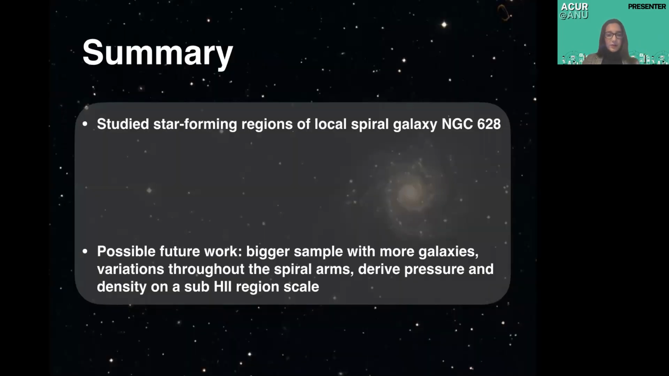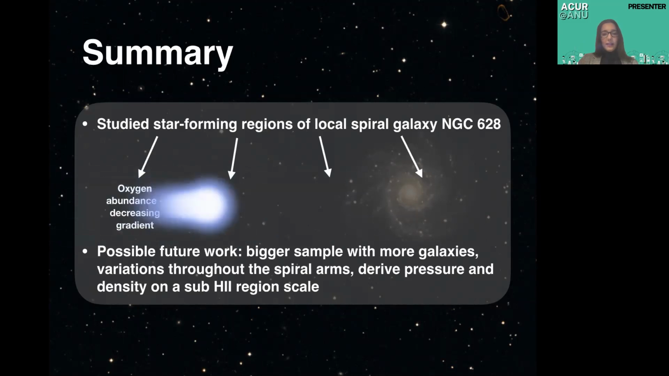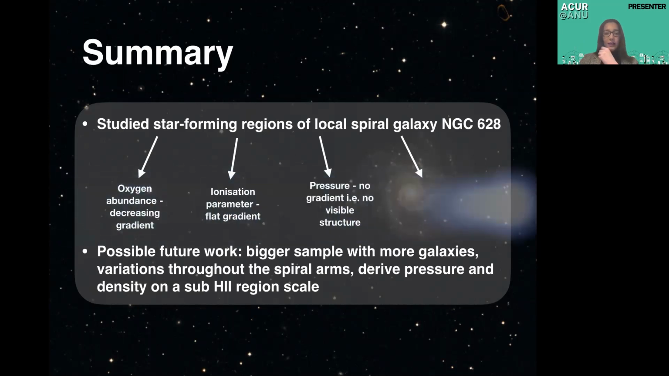So to conclude, I used emission line data from the largest catalogue of H2 regions for this spiral galaxy, NGC 628, and derived 4 equally important properties. Oxygen abundance: we found a negative radial gradient, with the oxygen abundance decreasing the further out you go from the galactic center. I calculated ionization parameter and found a flat gradient, as typical for star-forming galaxies. I calculated pressure and electron density and found that, interestingly, there was no gradient, which suggests that there's no visible structure to the spatial distribution of pressure and electron density in the galaxy.